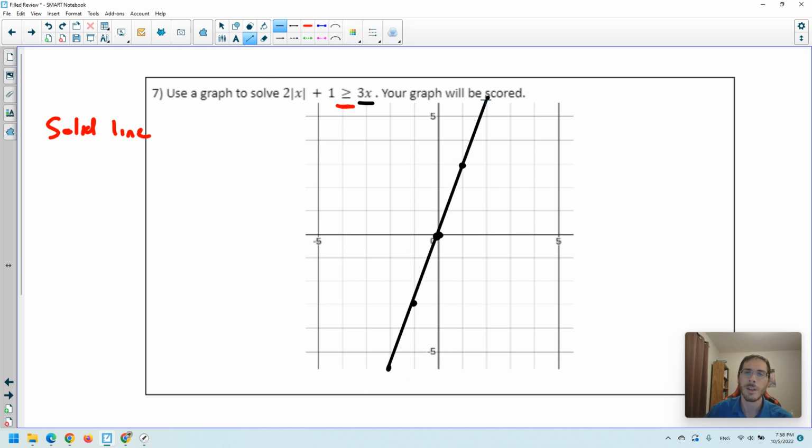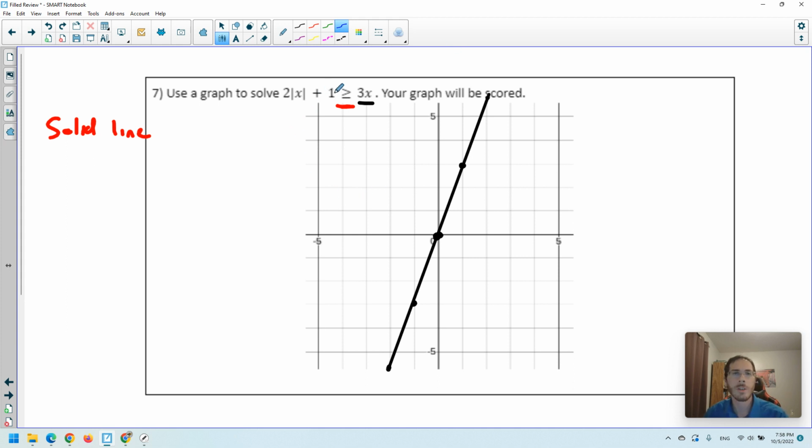I feel like I just want to use the regular line tool this time. Wow, that did not go as well. All right, so we got our line. Now we need to do the other part. With the other part, we've got 2 absolute value of x plus 1.